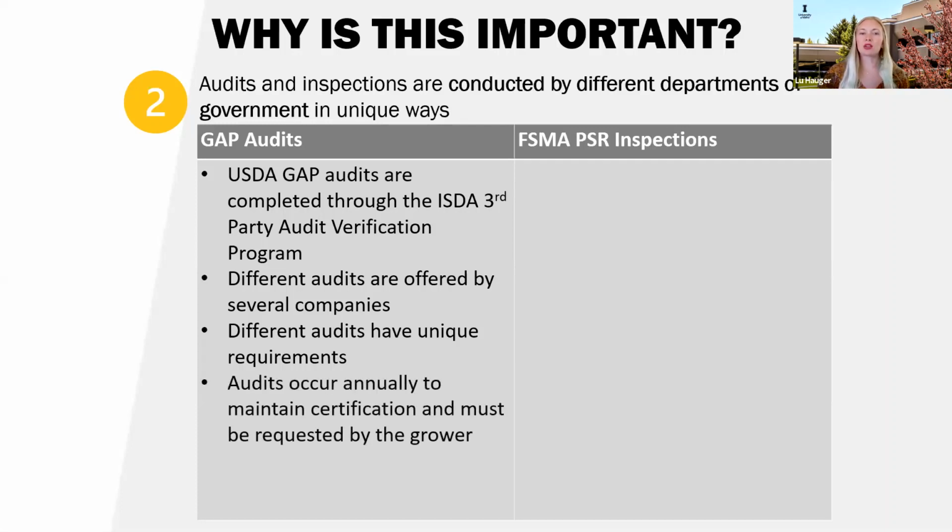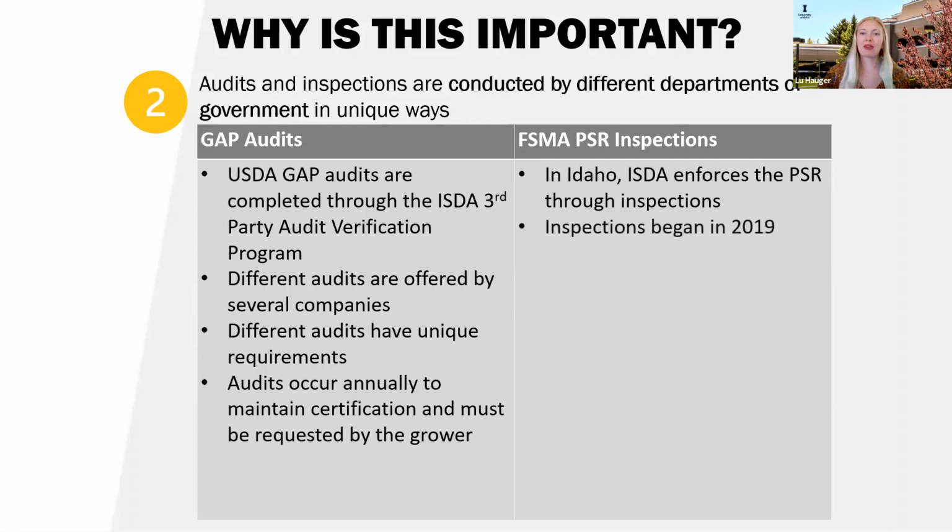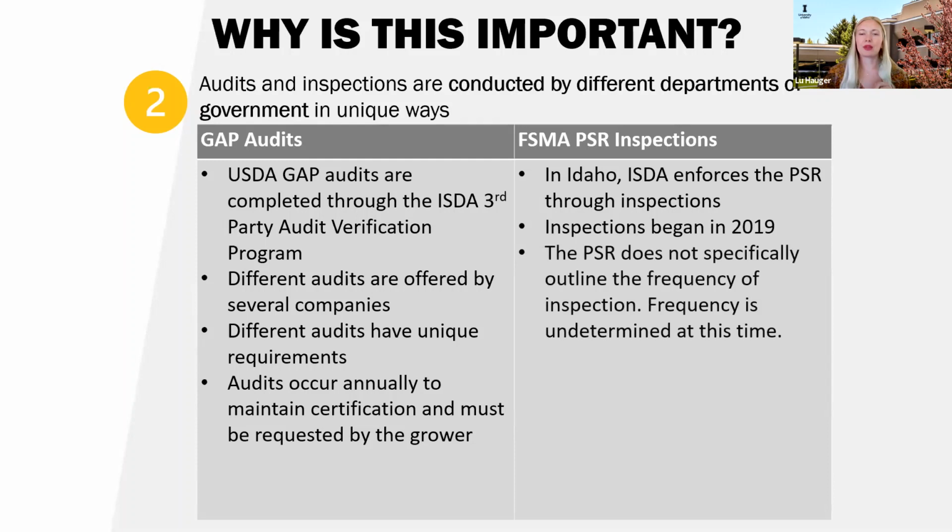And then also audits occur annually to maintain certification, and they must be requested by the grower, which is an important distinction. Now in Idaho, on the other hand, with the PSR inspections, ISDA enforces the produce safety rules through inspection. These inspections began in 2019, so it's a much newer program versus the GAP audits that have been around for a lot longer in our state.